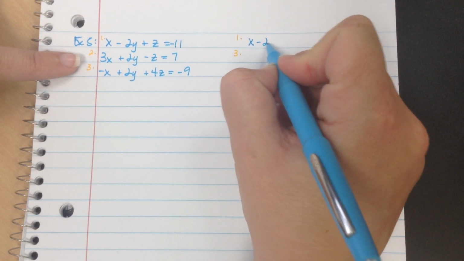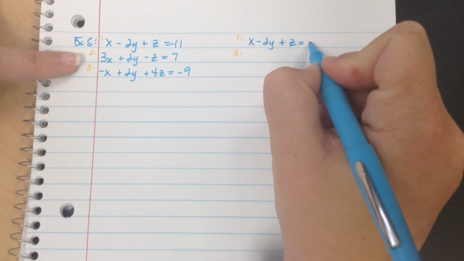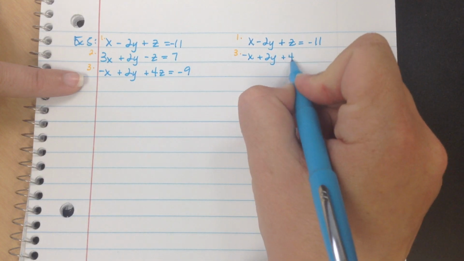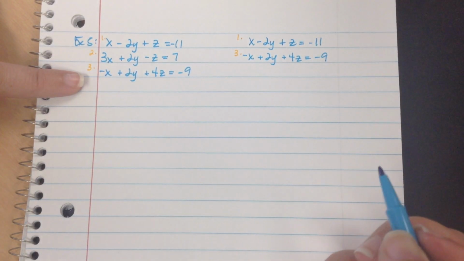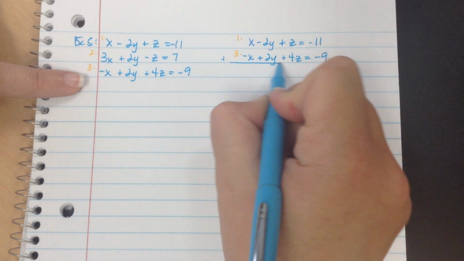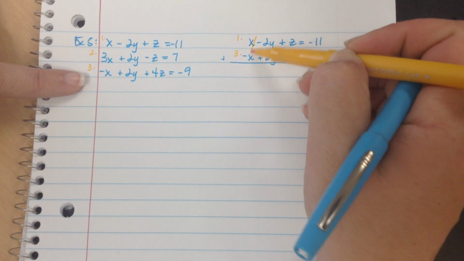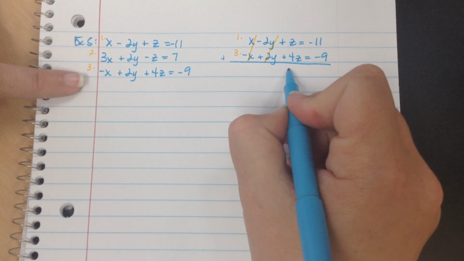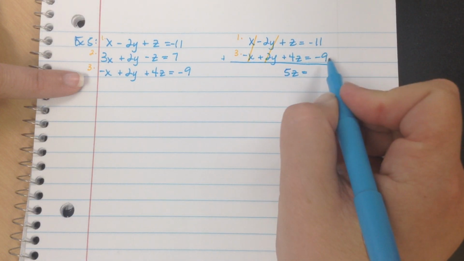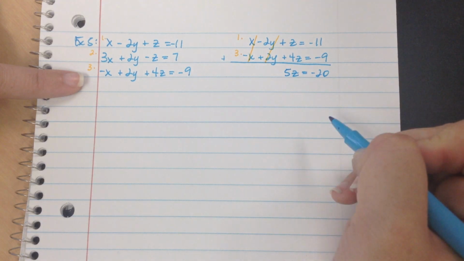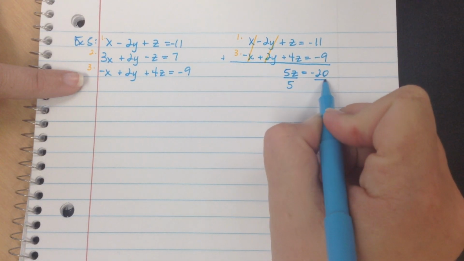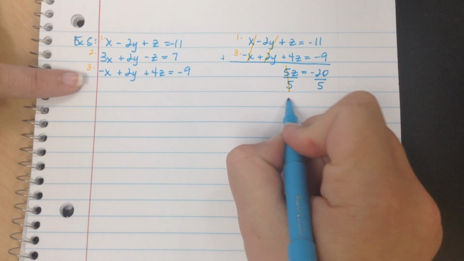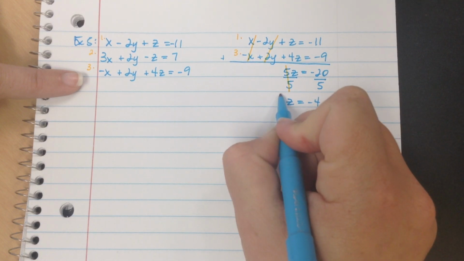So I have x minus 2y plus z equals -11, and -x plus 2y plus 4z equals -9. Again, with elimination, we always add these guys together. Your x's cancel, and so do your y's. z and 4z gives me 5z. -11 minus 9 gives me -20. Divide both sides by 5. 5's cancel. z equals -4. Yay!